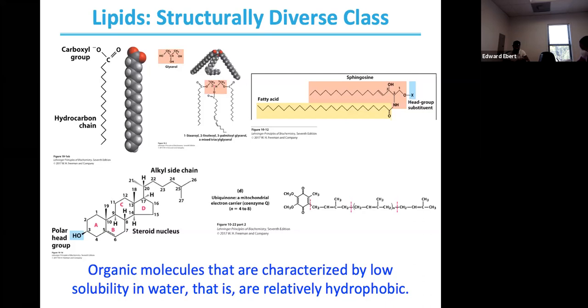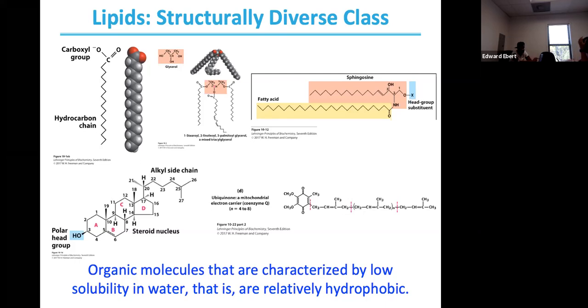But yeah. So we can see our simple fatty acids, our triacylglycerol. We can look at sphingolipids. We can look at cholesterol. We can also have glycerophospholipids. Then we get into some weird stuff, like ubiquinone and other semiquinones. So our lipids, generally, we can summarize by saying they're organic, they have low solubility in water, and they tend to be very hydrophobic.